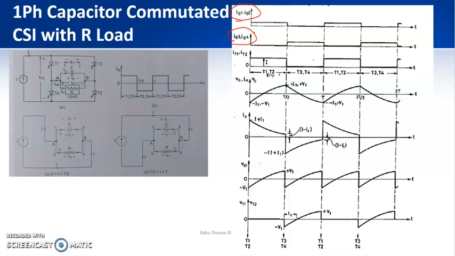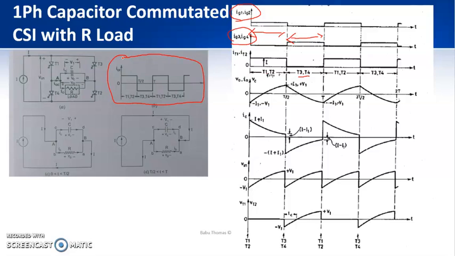So from 0 to T by 2, T1 and T2 are fired, and from T by 2 to T, T3 and T4 are fired, which you can observe from here. Now, this is the waveform of IAC when you are firing the thyristors T1 and T2. Now, the next thing is we are going to plot V0, I0 and VC.